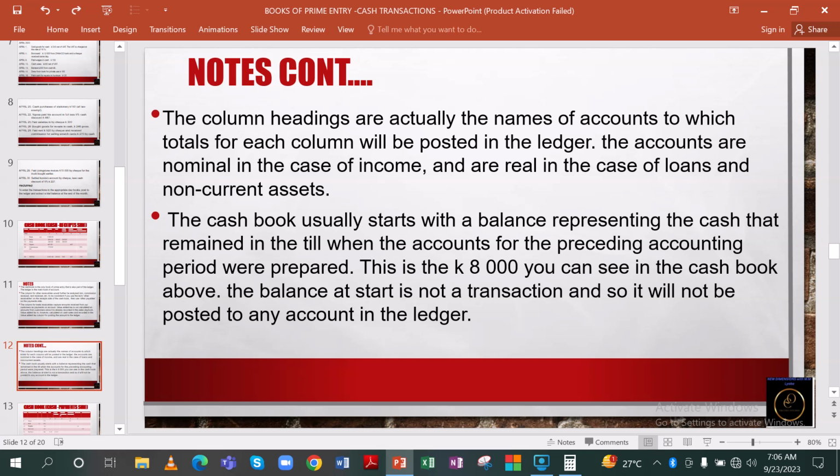Usually when the transaction volume is low, you find that normally entities will close accounts or bring forward balances on a monthly basis. So that's what happens in this particular case. Where you have 8,000, you can see in the cash book above, the balance at start is not a transaction, so it will not be posted to any account in the ledger. Okay.